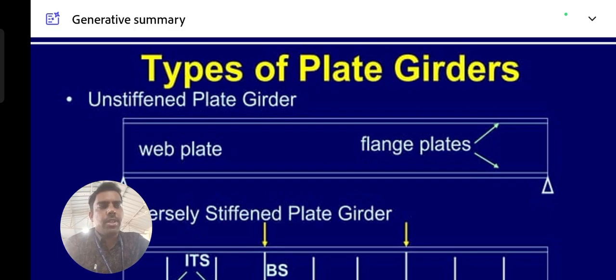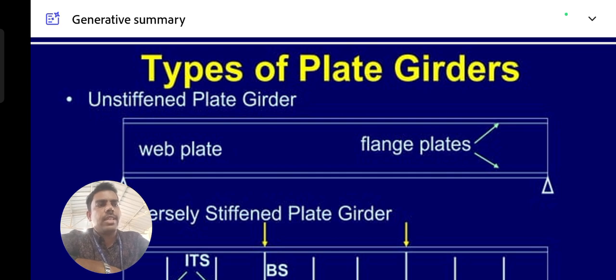Next, coming to the fourth unit, this is totally about plate girders. What is meant by a plate girder? It is a type of beam. It carries heavy loads on the structure, with many vehicles passing on it. In that situation, it has to withstand the greater loads acting at that location.